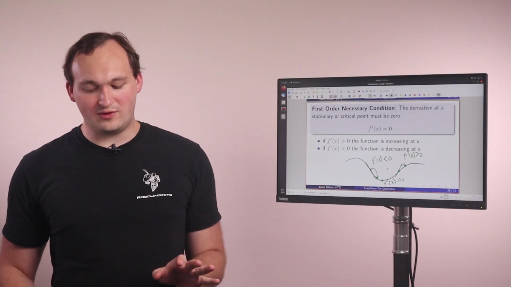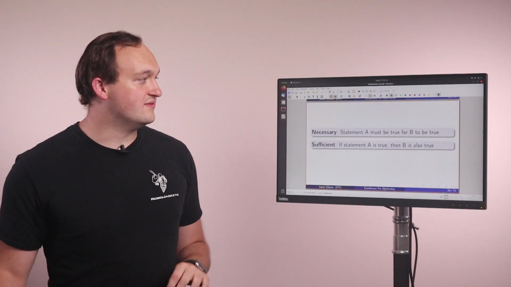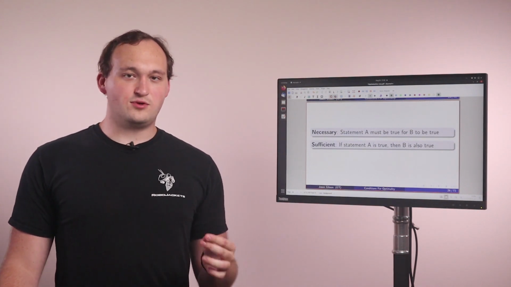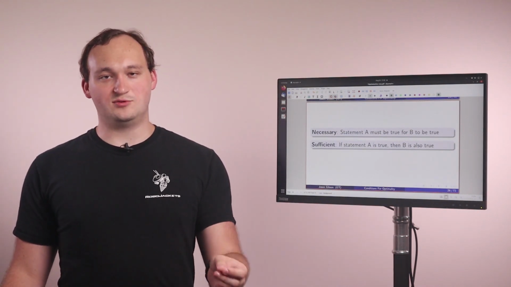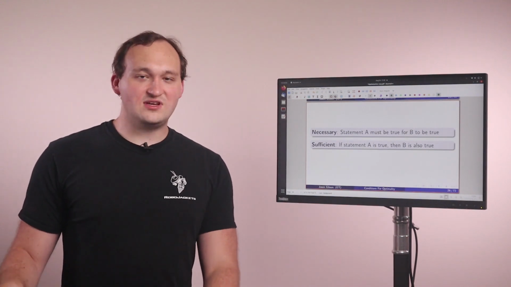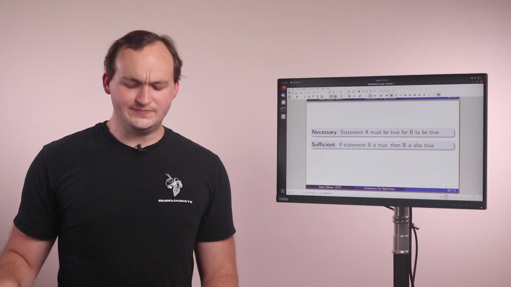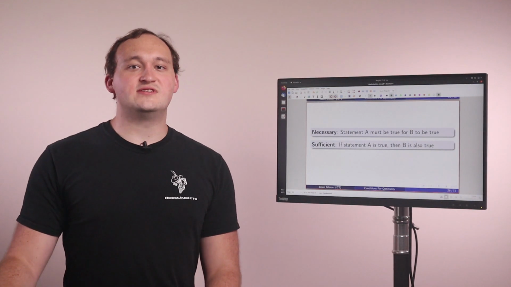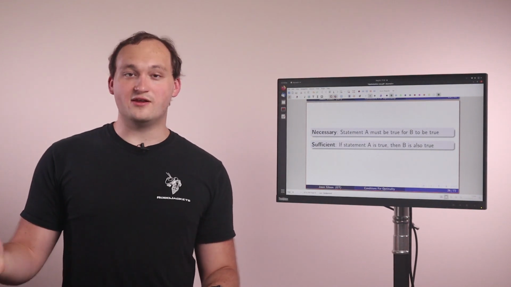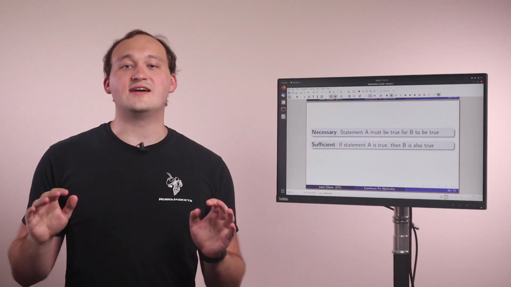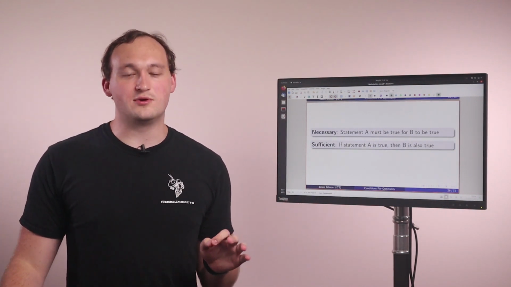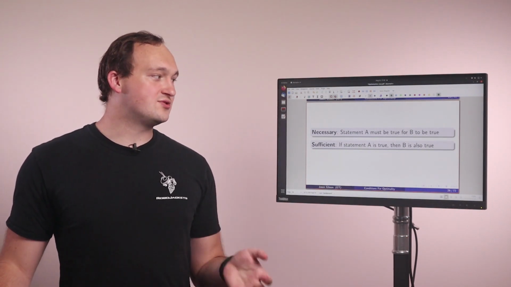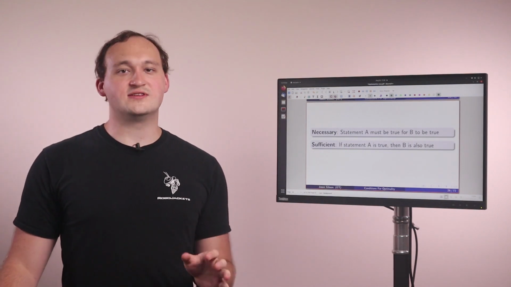I've said necessary, and what do I mean by necessary? There's a formal definition of necessary, and what that says is statement A must be true for B to be true. I said the first order necessary condition is f prime of x has to equal 0. So all I'm saying is for something to be a critical point, for it to be a min or a max or the other thing, f prime must equal 0. Just because f prime is equal to 0 doesn't necessarily mean I have a min or a max, because there's that other thing that we have to worry about. That means that for every min or max that I have, I know that the derivative will equal 0 at that point. There's also this other thing called sufficient. A sufficient condition says if statement A is true, then B is also true. We're going to look at what that looks like later on.